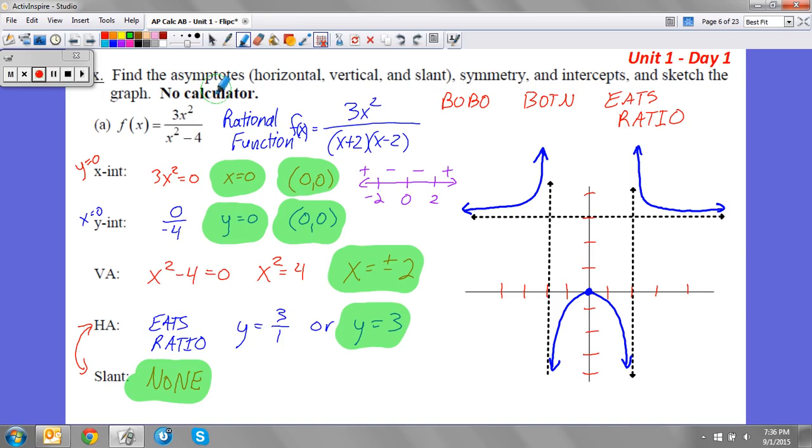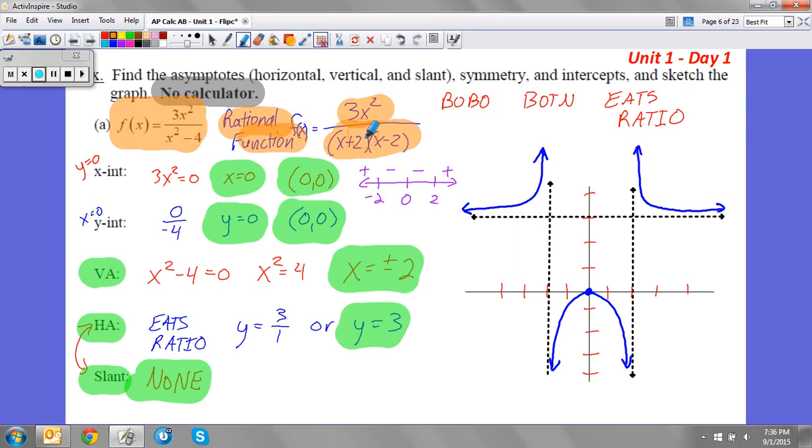The next problem says find the asymptotes: the horizontal, the vertical, and then the slant. And it also says symmetry, intercepts, and then sketch the graph. Okay, so again, with no calculator. When I look at the original function, it does look rational to me. So with rational functions, my first go-to is factor everything, top and bottom, independently. And I see that there aren't any removable discontinuities that will cancel.